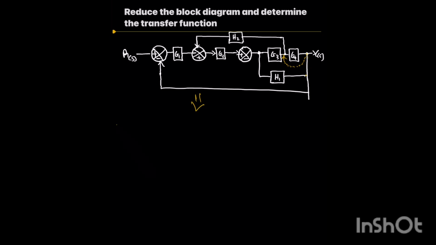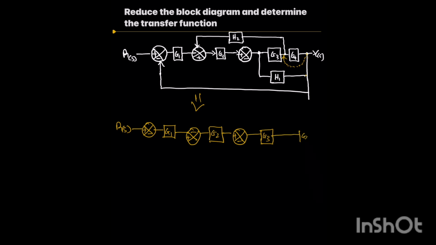So I'll have R of x, plus minus G1, minus plus G2, and here we have another summing point, plus minus, we have G3, and so I'll move this to G4. Let's say C of x.